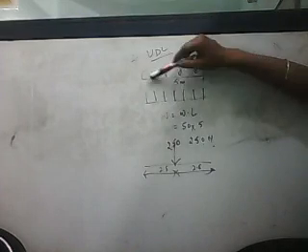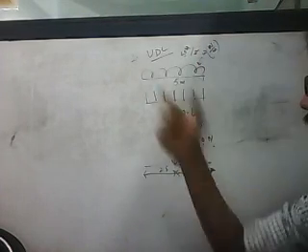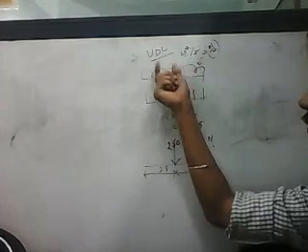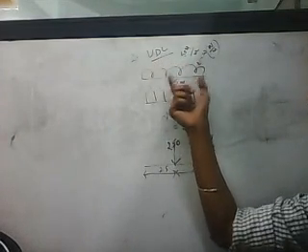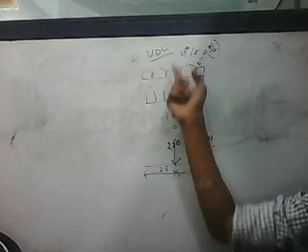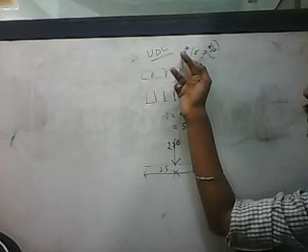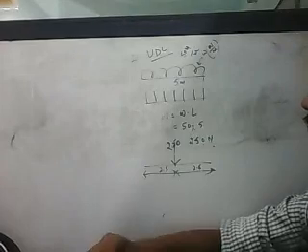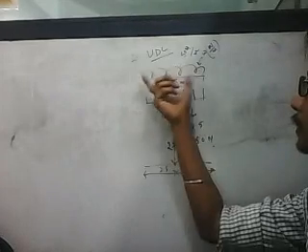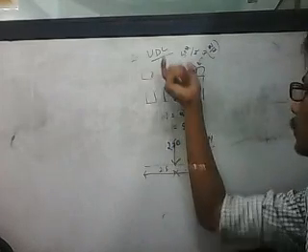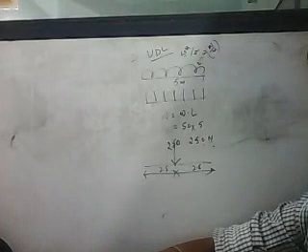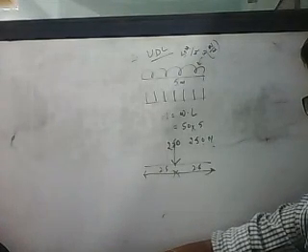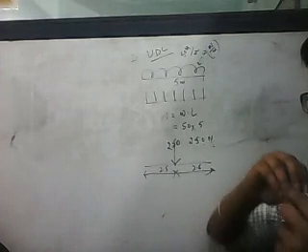50 into 5 meter: the length on which this UDL is applying, on which the whole overall UDL is applying. 50 Newton per meter into this 5 meter length. Yeah, horizontal, of course. The length of the beam on which this UDL is applying. Okay.